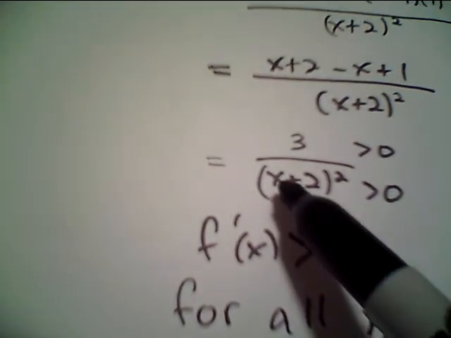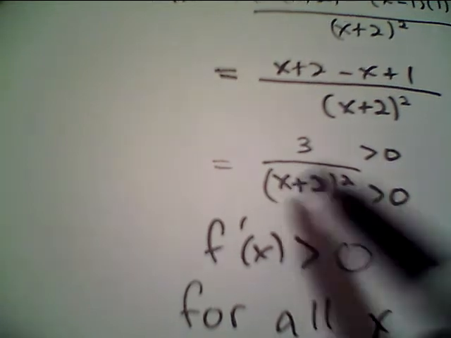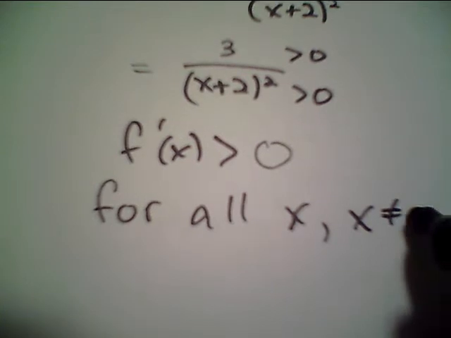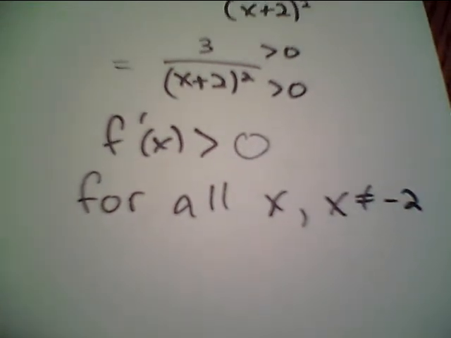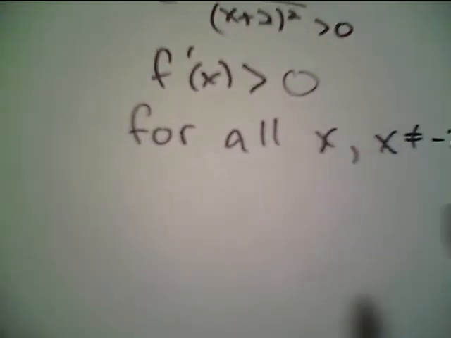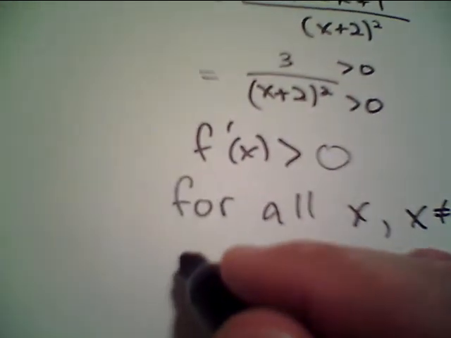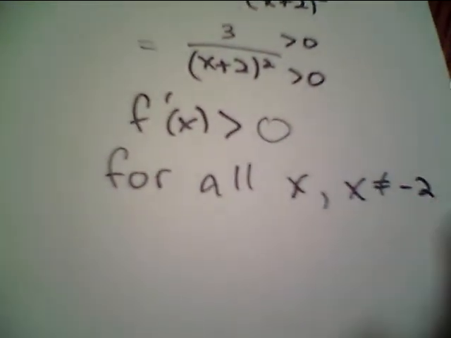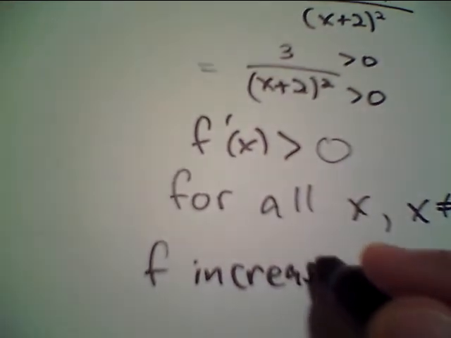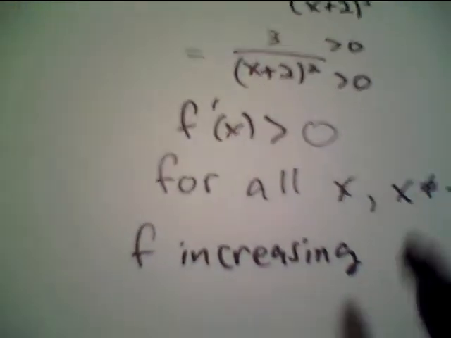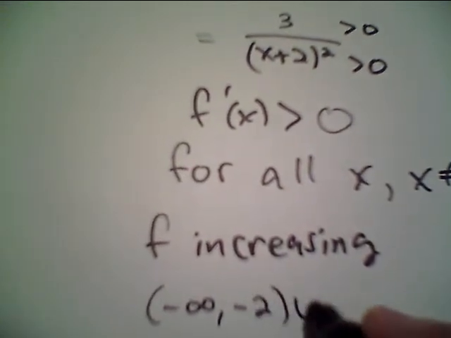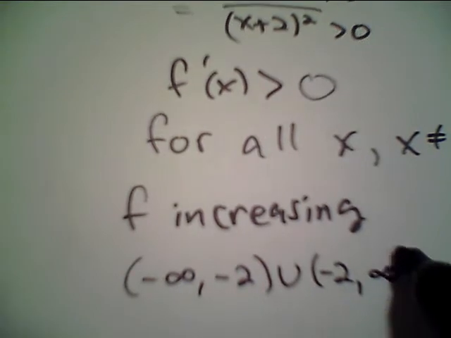However, we have to be careful here. It blows up at x equals minus 2. So we will put that in there, as long as x is not equal to minus 2. So when you do your intervals, it seems like f is always going to be increasing, but you have to pull minus 2 out of the interval. So f is increasing always, except at minus 2. You have to pull that out.